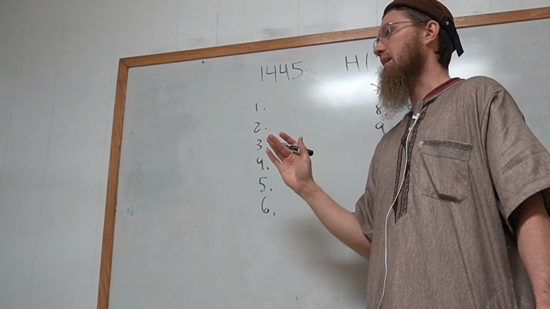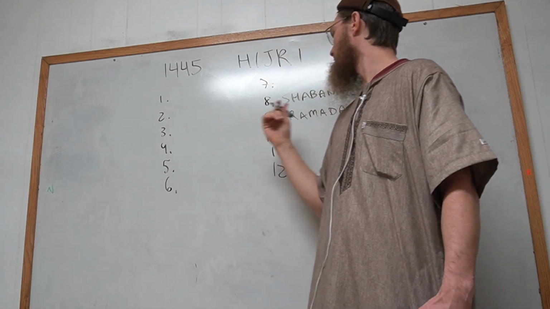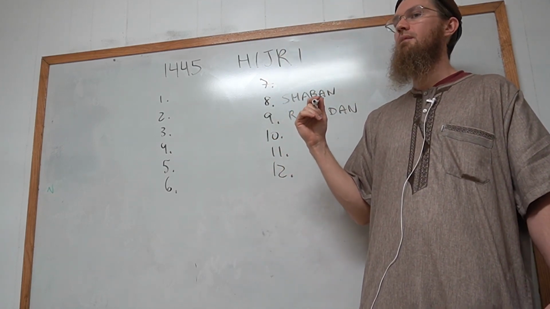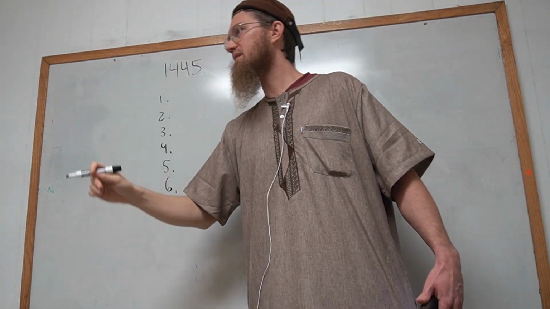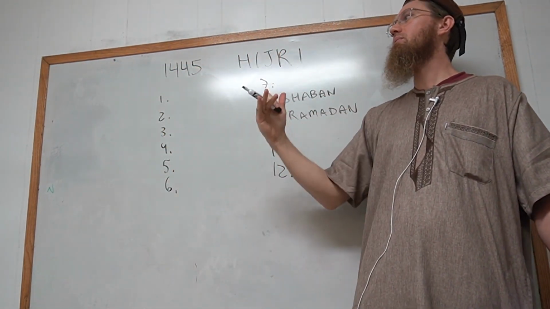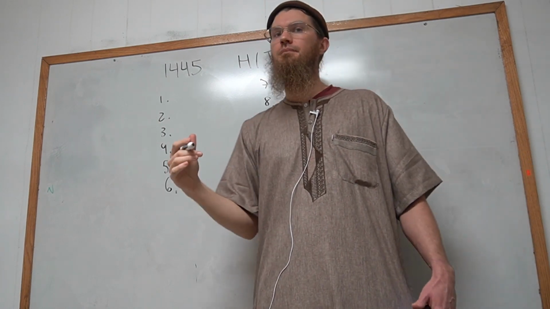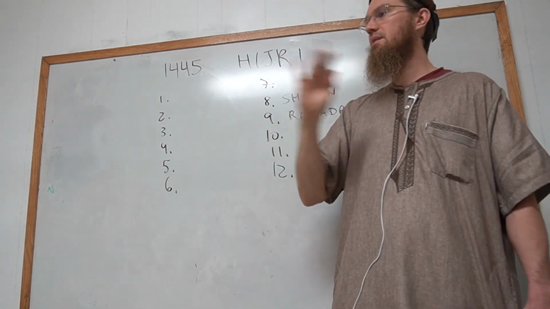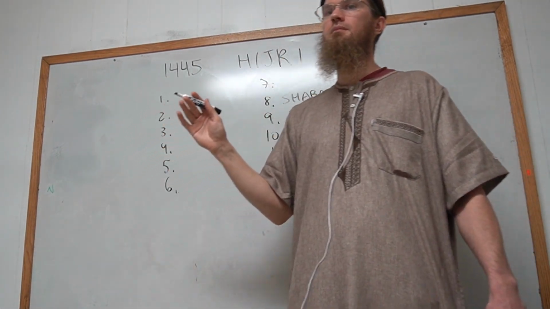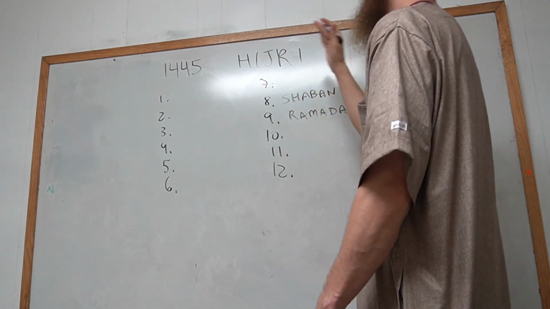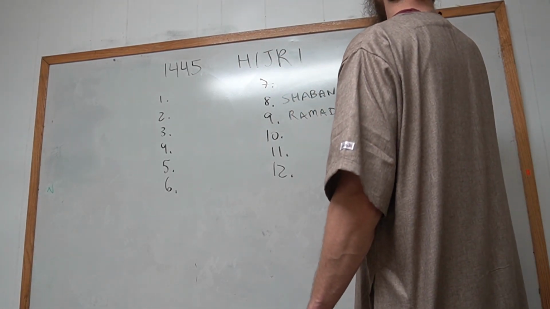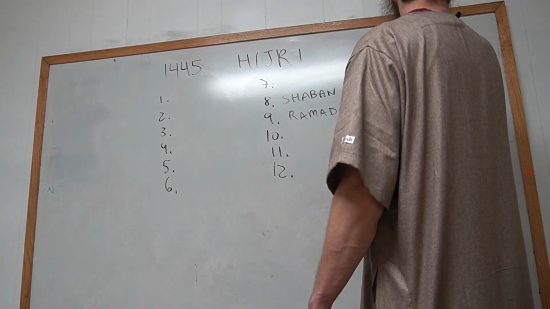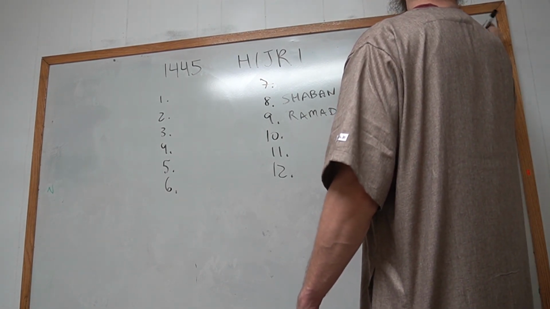The 1st. Okay, so how much time do we have before Ramadan? 1 month. How many days do you think? 27? So how many days are in a month when it comes to the Hijri calendar? 30? Is it always 30? 30 or 29. Yes. Every month according to the Hijri calendar, it's either going to be 29 or 30 days.